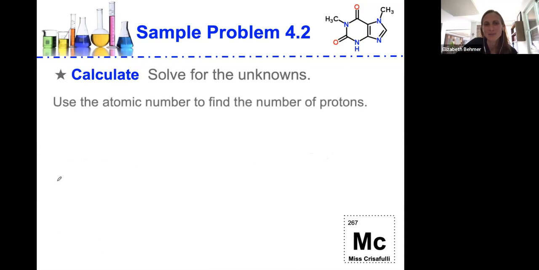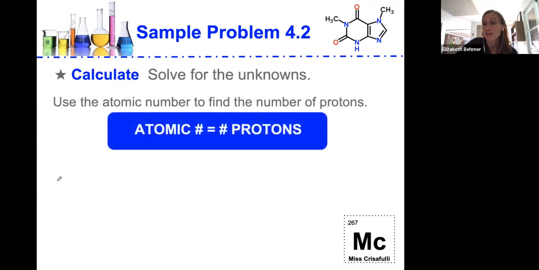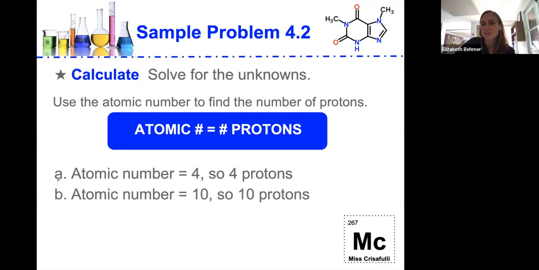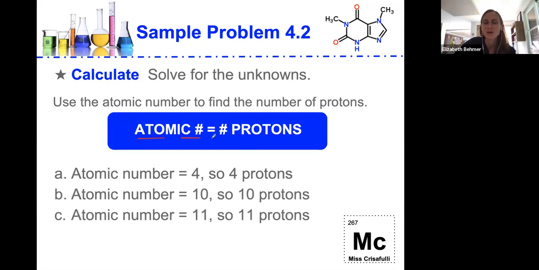Solving for the unknowns. The atomic number gives us the number of protons. That one is easy. So if the atomic number is 4, that atom will have 4 protons. And if the atomic number is 10, it will have 10 protons. And if the atomic number is 11, it will have 11 protons, because the atomic number always gives us the number of protons.